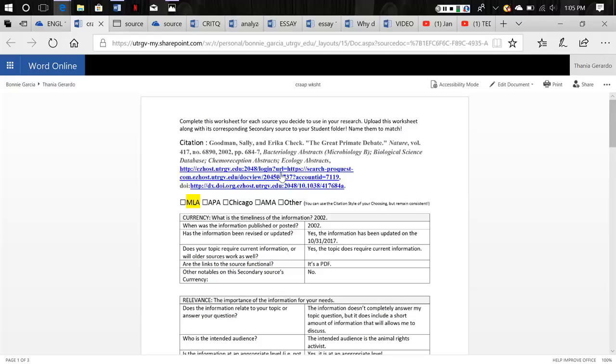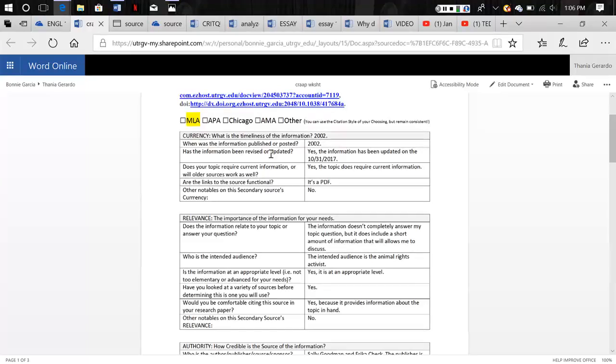So what I mean by that is, in the first question it says, when was the information published or posted? Obviously you want data that's kind of new, you don't want old data, because my question is about medicine. Medicine is evolving along with technology, so obviously you want the most recent. So this CRAAP sheet would help you do that. It would tell you if the information was revised or updated.